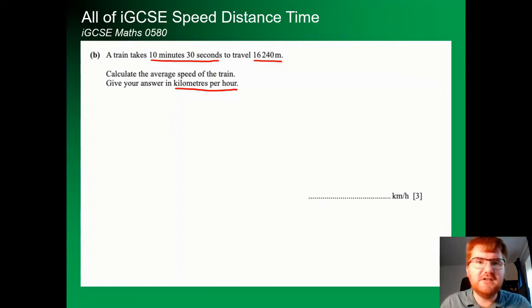Now, some people here just learn the rule off by heart to convert between it. What I find is students often forget that during the exam. So my approach here instead would be, well, I've got 10 minutes and 30 seconds. So that's 10.5 minutes.